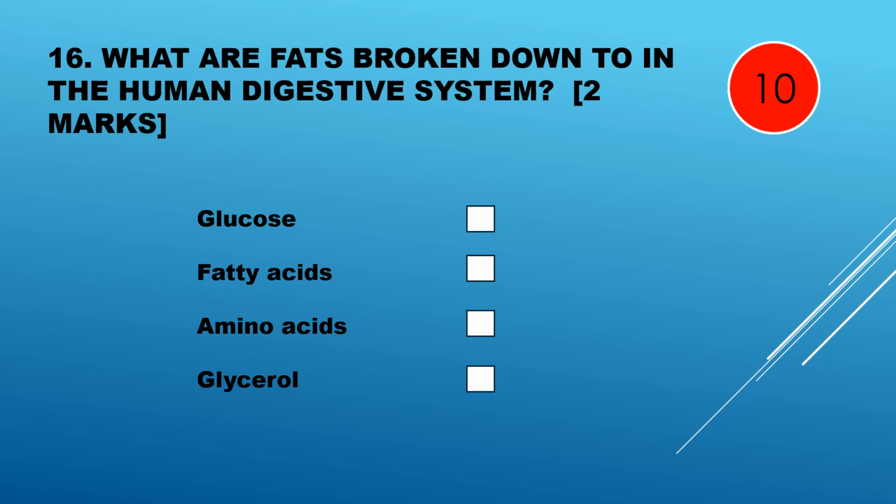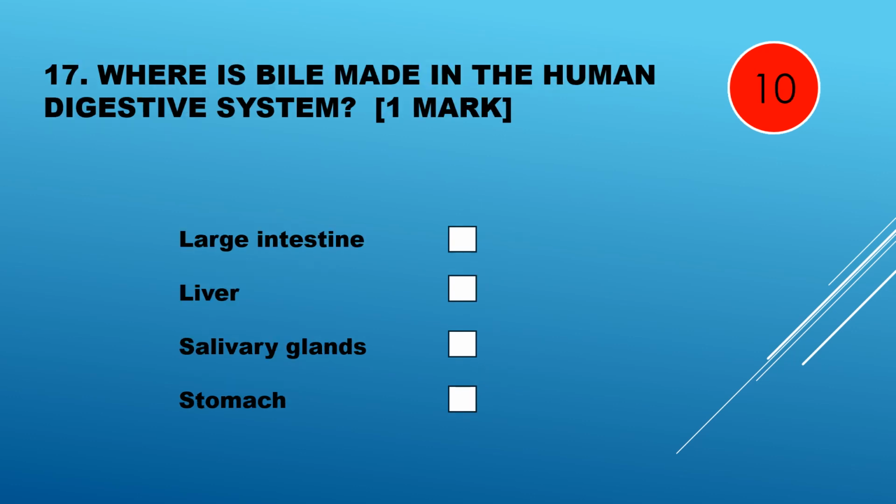Question 16. What are fats broken down to in the human digestive system? Fats are broken down to fatty acids and glycerol. Question 17. Where is bile made in the human digestive system? Is it made in the large intestine, the liver, salivary glands, or the stomach? Bile is made in the liver.